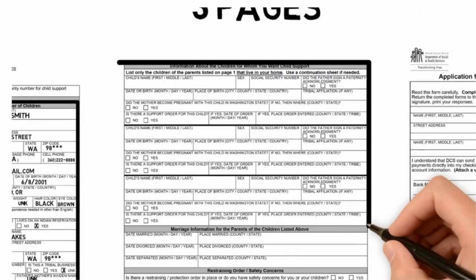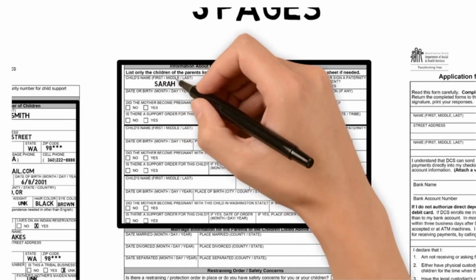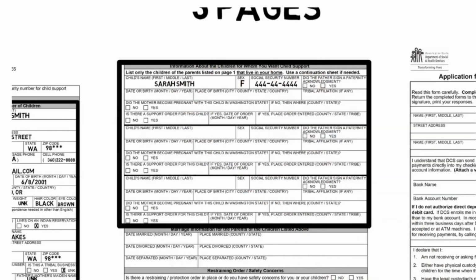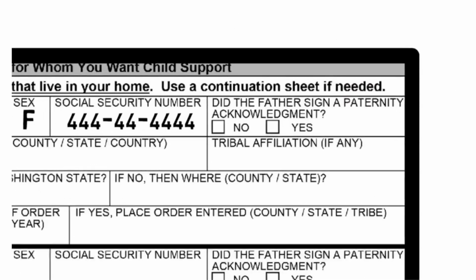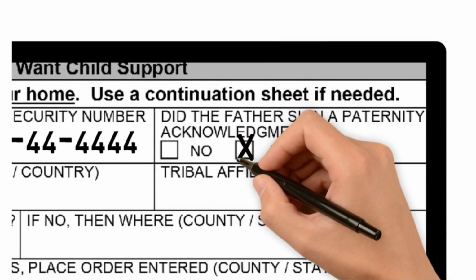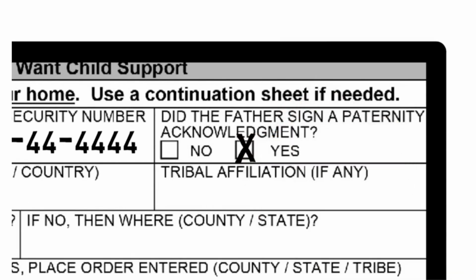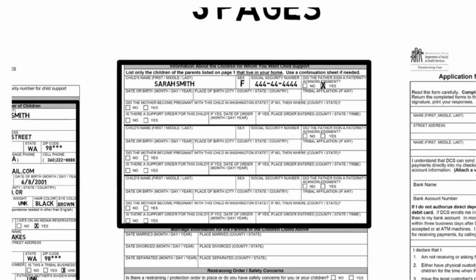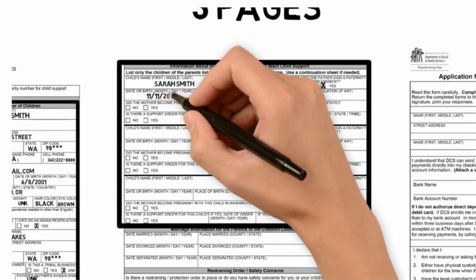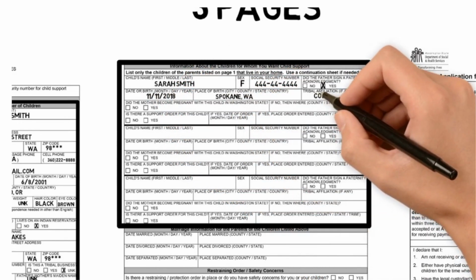Now we come to this section where we enter the children's information: name, sex, social security number, and then we get to this question: did the father sign a paternity acknowledgement? We ask this question because it helps us understand if paternity has already been established. If you don't know if a paternity acknowledgement was signed, you can write UNK for unknown in this space. Date of birth, place of birth, and tribal affiliation come next.